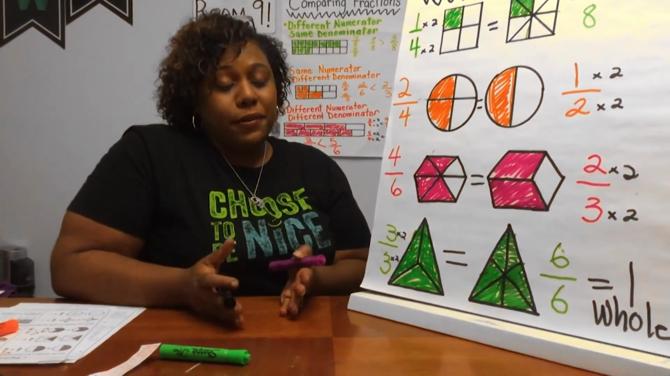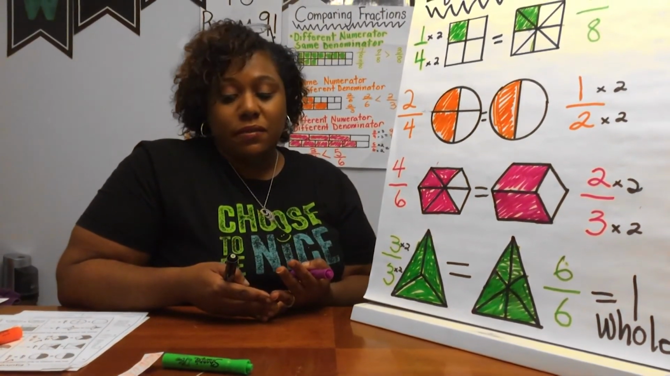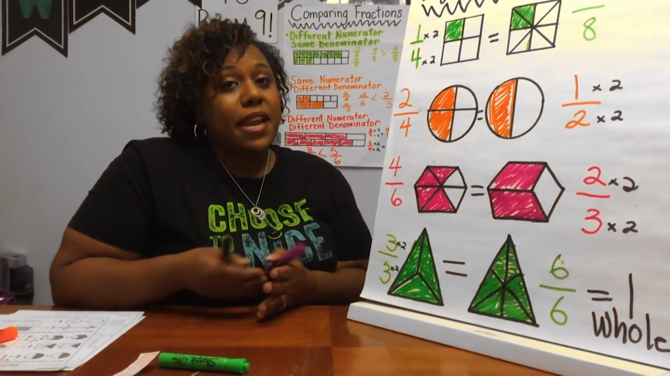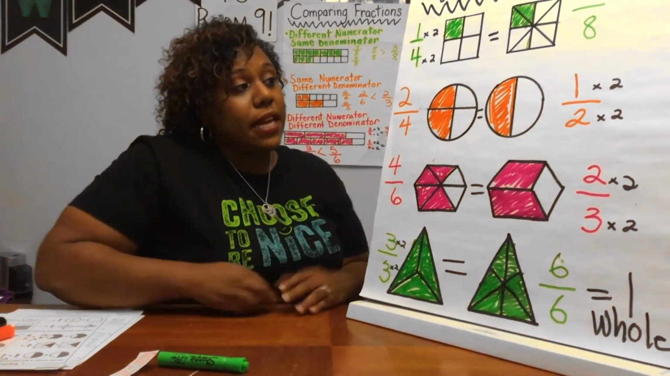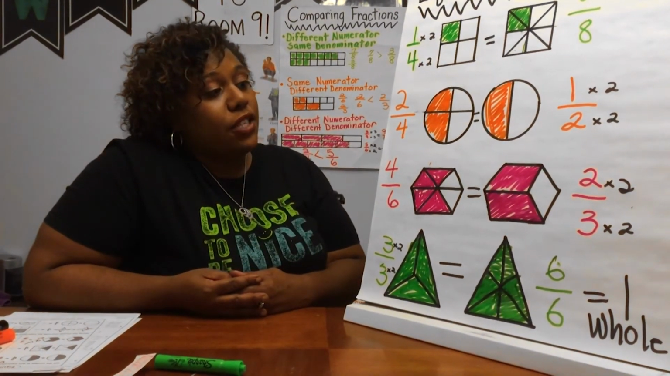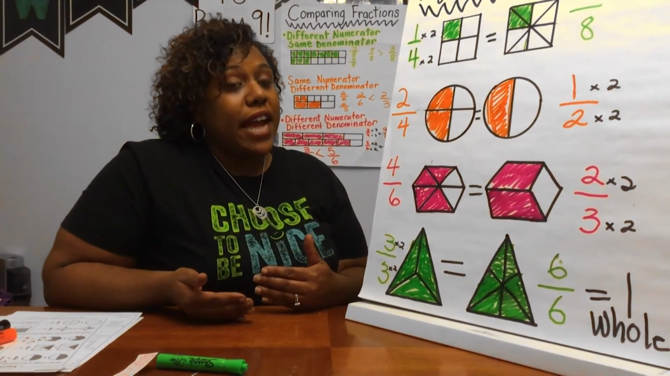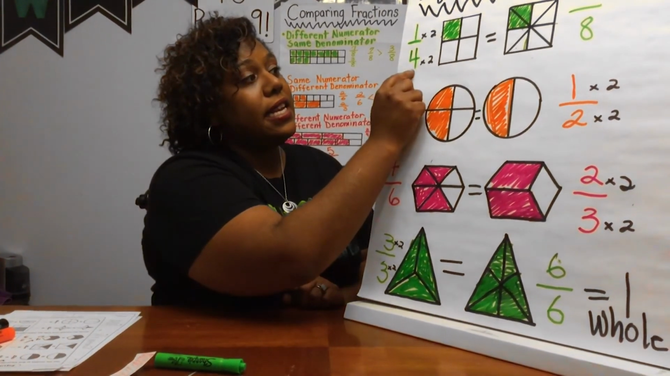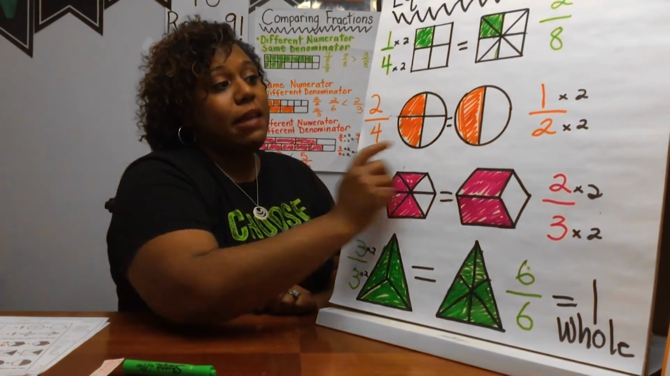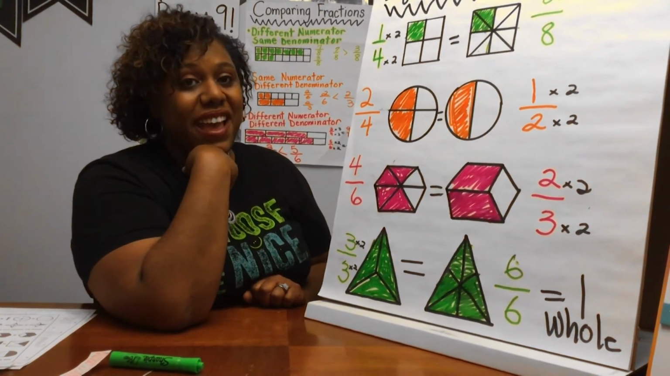All right, boys and girls, that's it for us today. So remember that fractions are parts of wholes, okay? That the numerator is the part, denominator is the whole. It tells us how many parts our whole is divided into. And when we are looking at comparing fractions, if we can get the denominators to be the same, then it makes it easy to compare our fractions, okay?